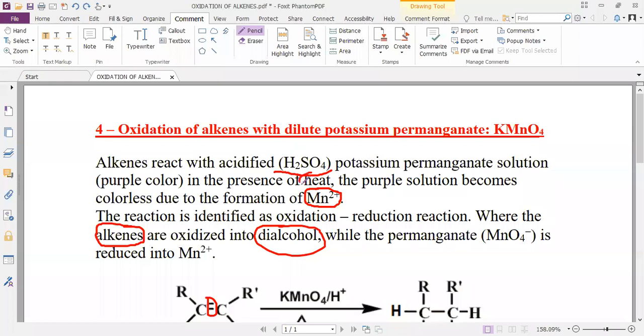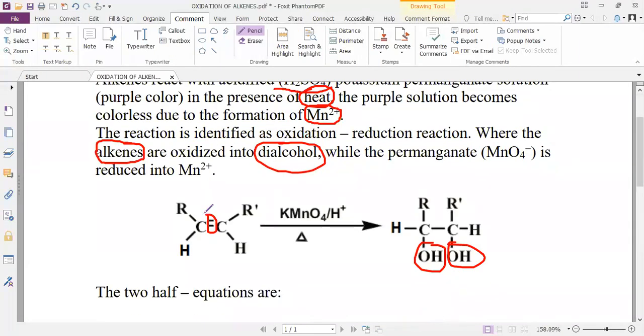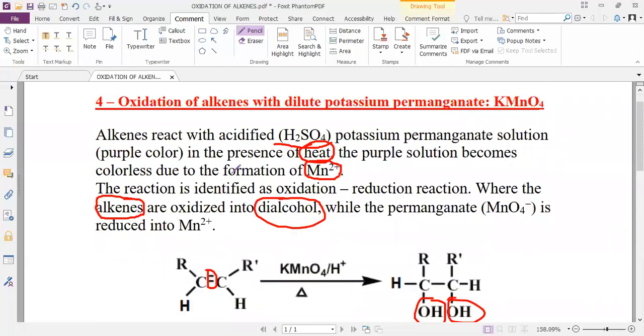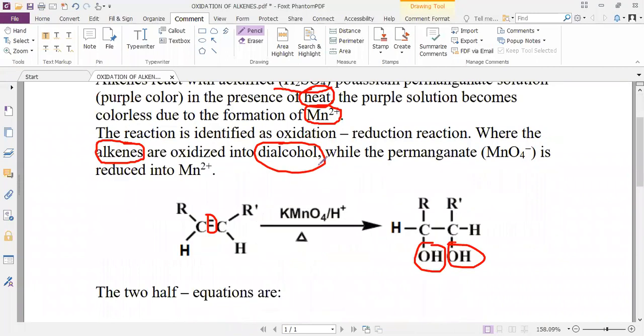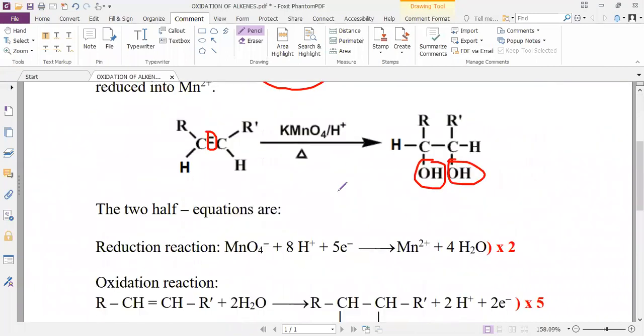And in the presence of heat, heat is added, as we said last time, in order to remove the double bond. Once the color of the permanganate solution is converted from purple into colorless, it means that MnO4 minus is reduced into Mn2 plus, and the alkene is oxidized into dialcohol.